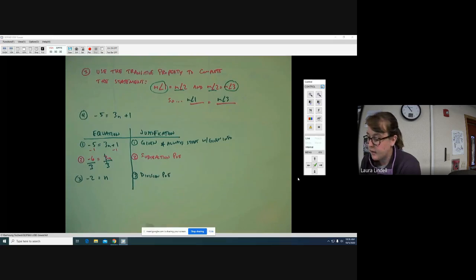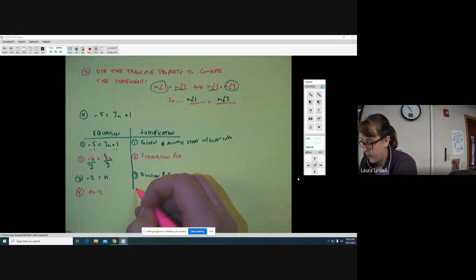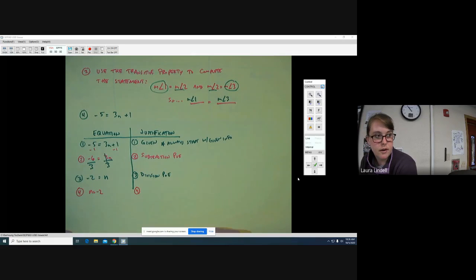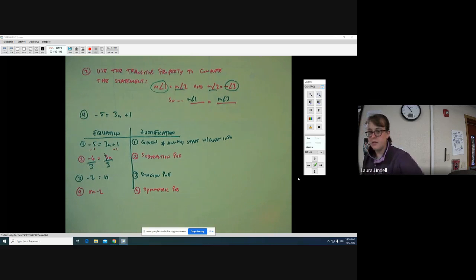And then lastly, we want to just switch the order really quick so that we get a statement saying n equals something. And that property that said I could switch the order, well, that was the symmetric property. And then we're done. We've solved the equation. We've shown our steps. We've given reasons for each step. So we're all done. Okay. So sometimes we'll see problems like that as well, where you're asked to justify each of the steps that you took to solve an equation.